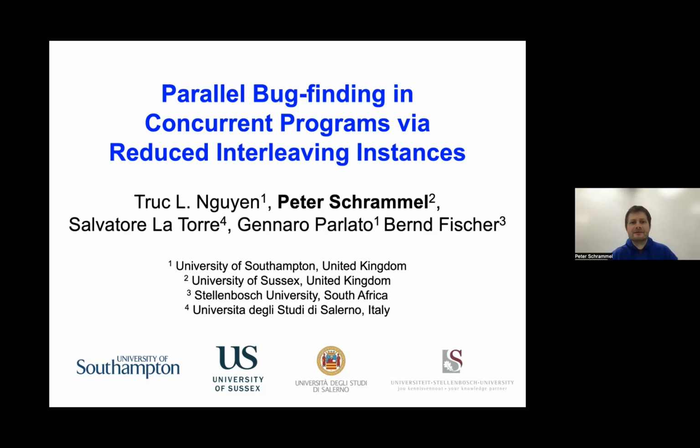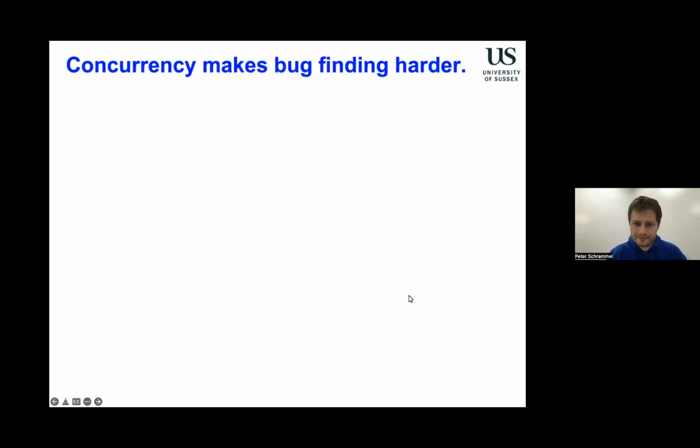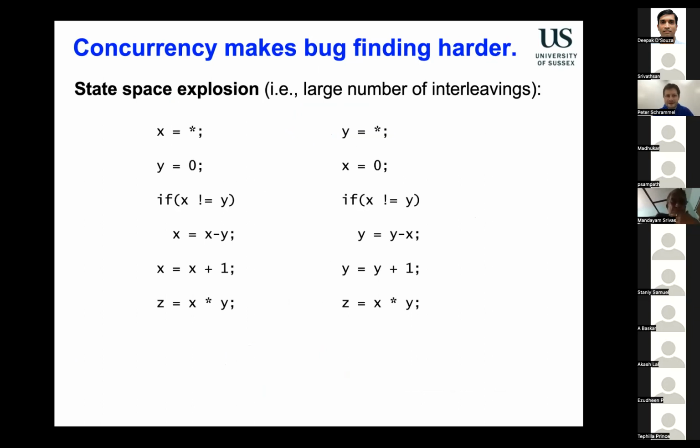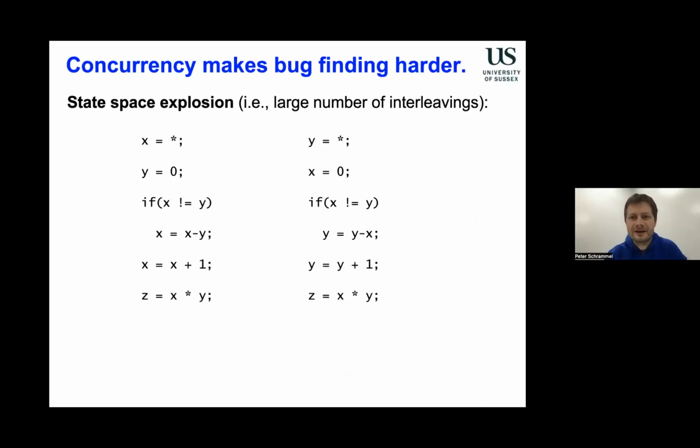So this work is about parallel bug finding in concurrent programs using reduced interleaving instances. This is a collaboration with colleagues from Southampton, South Africa and Italy. Common knowledge is that concurrency makes bug finding harder because there is a state space explosion due to a large number of interleavings.